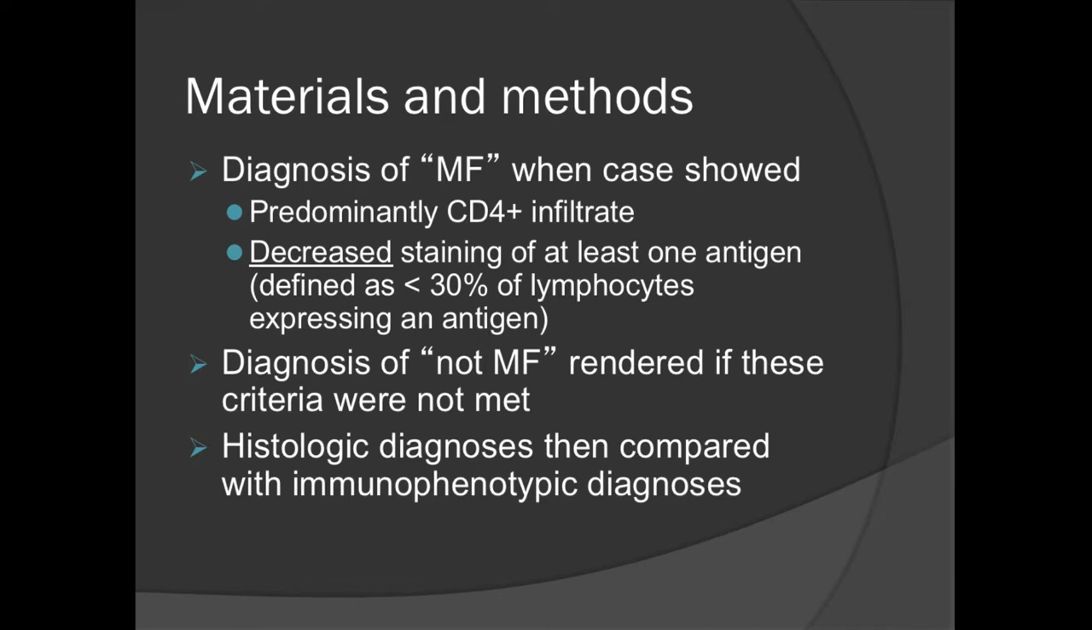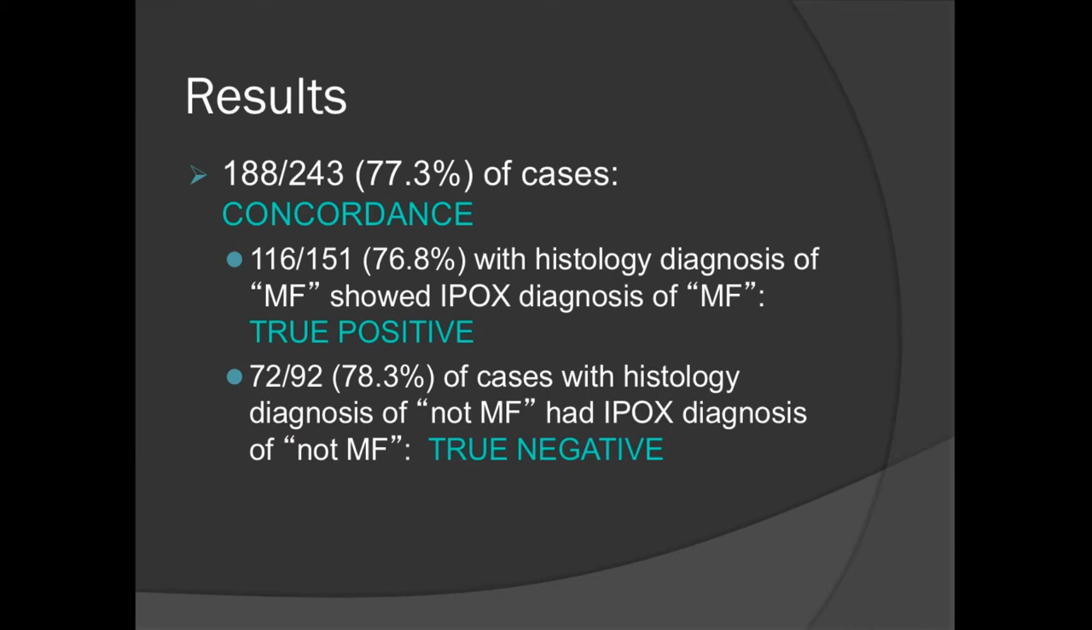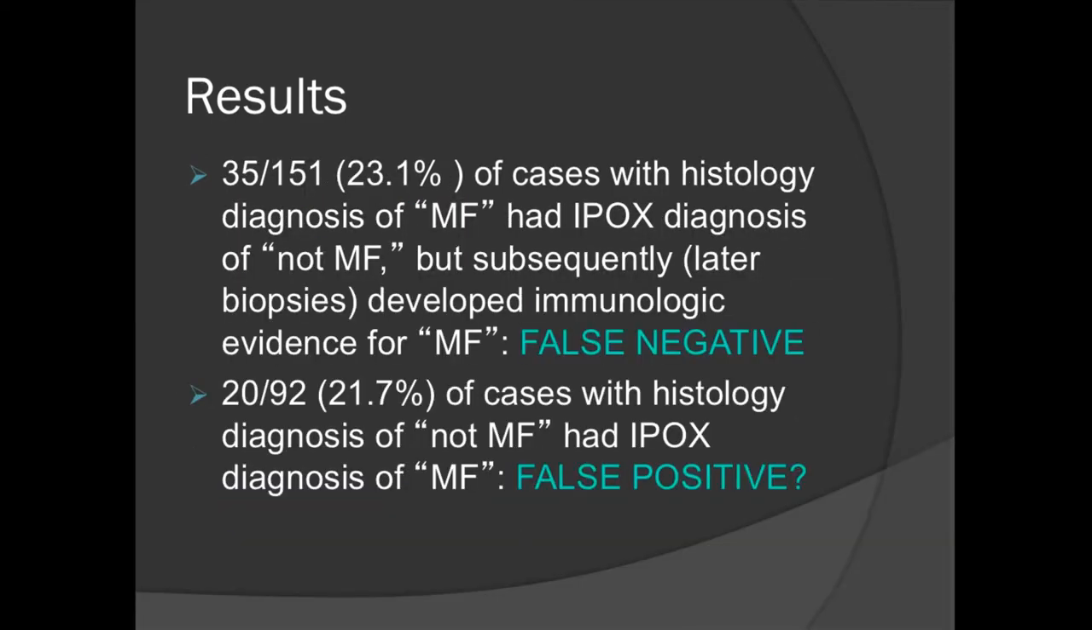We took one table with MF, not MF, and compared it to the other table with MF, not MF. What did we find? What we found is that in about 3/4 of the cases, there was complete agreement. The MF was on the histology, the MF was on the immunoperoxidase, that's wonderful. And it didn't matter whether it was yes or no. It was about 3/4 of the cases. Well, let's look at the other ones.